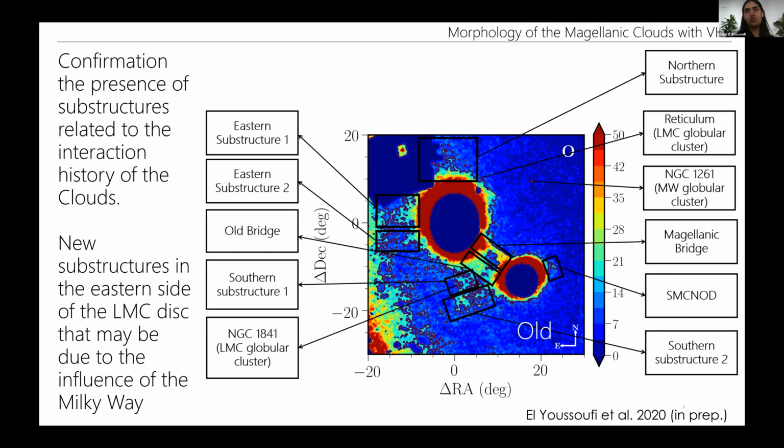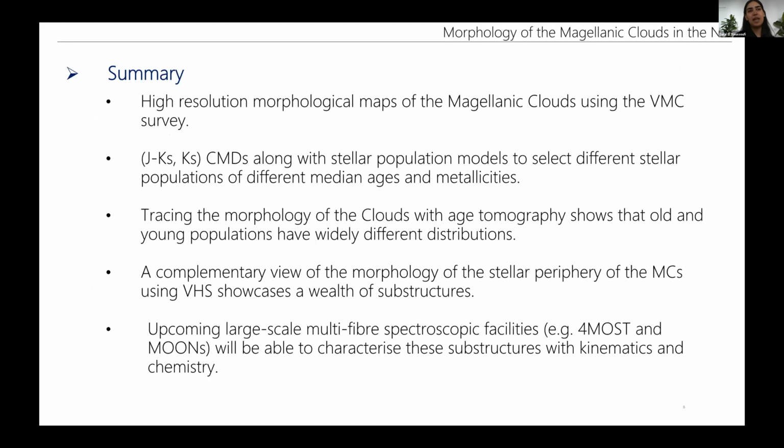And so mapping these features with fainter populations and comparing their morphology to simulations will definitely provide further constraints on the orbits and the past encounters and also the mass of the galaxies. So here, thanks to both VMC and VHS, we've been able to produce high-resolution morphological maps of the Magellanic Clouds.